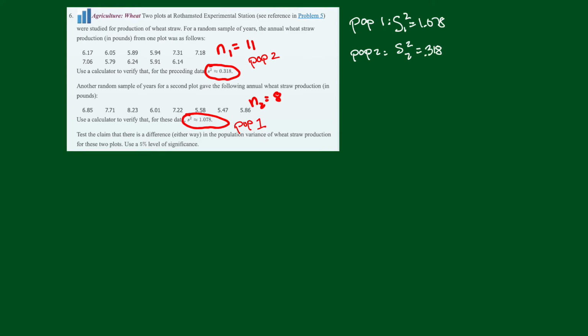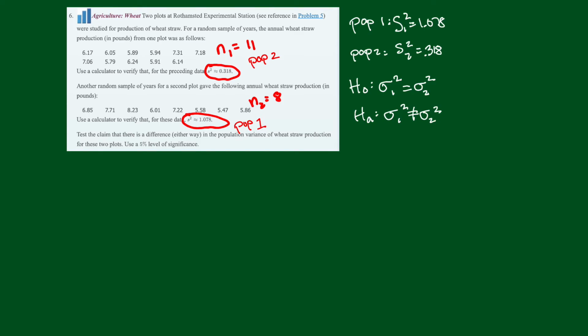Now, down here at the bottom, test the claim that there is a difference either way in the variances. A difference either way, that's just a not equal. That's a two-tailed test. So how about if we set it up like this? H naught, the null hypothesis, states that sigma 1 squared is equal to sigma 2 squared. The alternate will be sigma 1 squared not equal to sigma 2 squared.